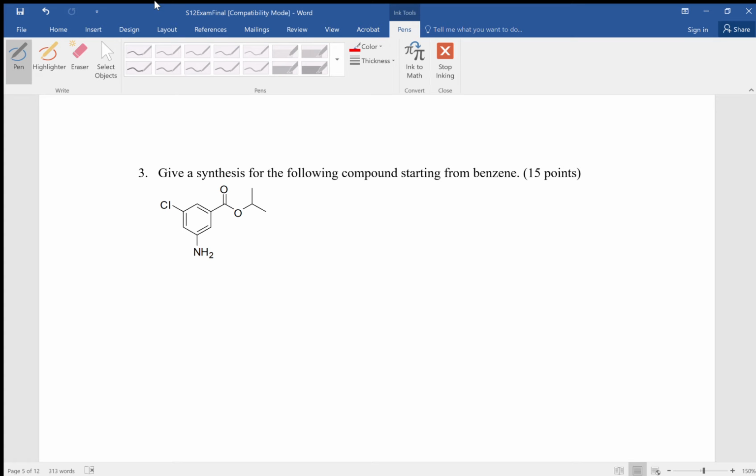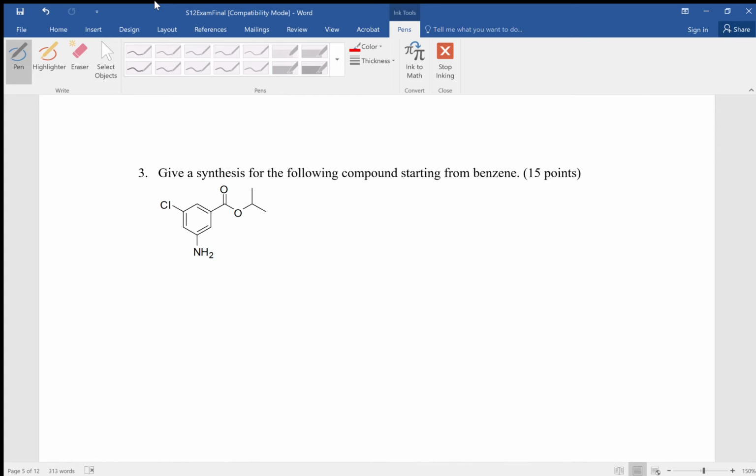Now, for our synthesis question, as always, we want to approach these retrosynthetically. And the first thing we should start thinking about in a question like this, especially because this is an aromatic question, is the groups that we have, are they ortho-para or are they meta directors?